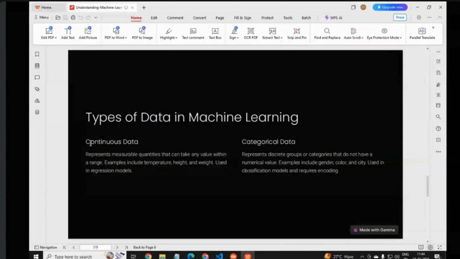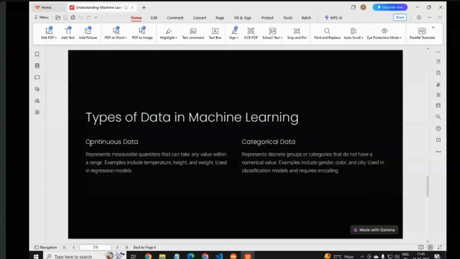Weight, like 65 kg, 65.7 kg, 78.2 kg. Time, like 12.45, 8.9 minutes. Revenue, how much revenue we generate this year, like 25.03 crore. These are all examples of continuous data. In continuous data, there are two types: interval data and ratio data.